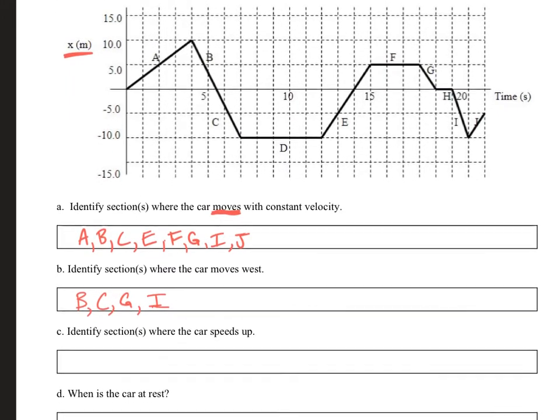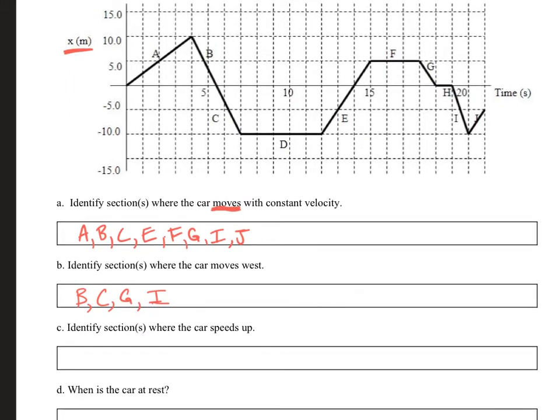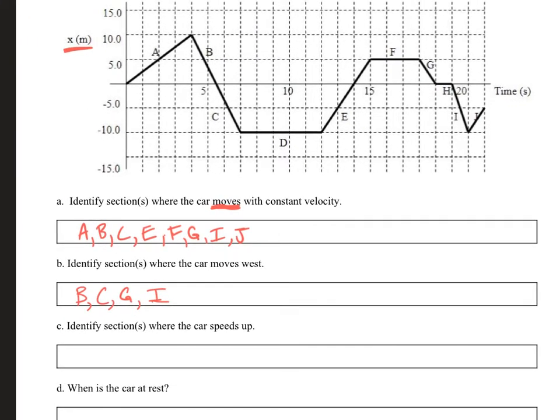Now C, identify any sections where the car speeds up. Well, to speed up, I would have to change velocity, which we just said earlier is constant in all of my sections. So there are no curved sections of this graph. There's no slope increasing or slope decreasing. So you could think of this as kind of a trick question because there is none. There are no sections where the car speeds up.